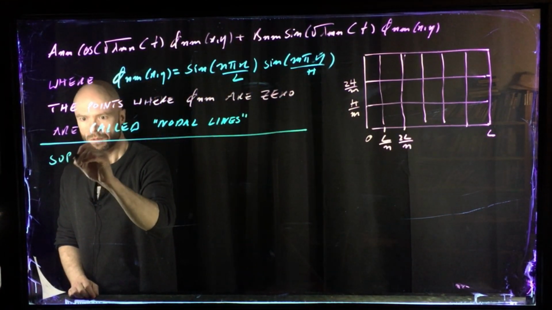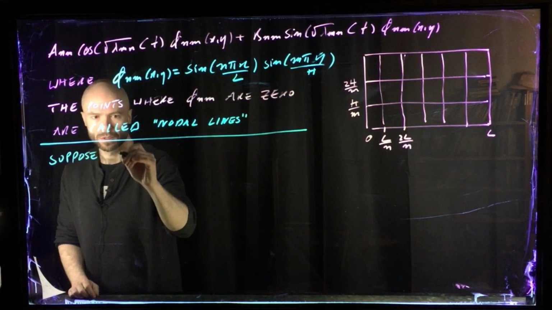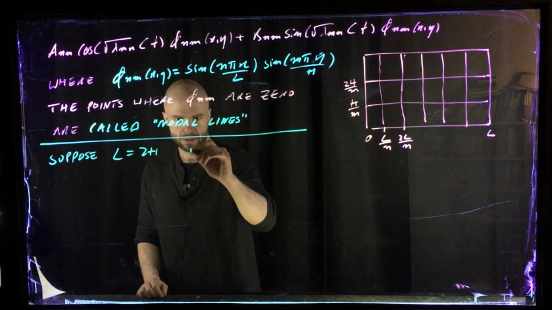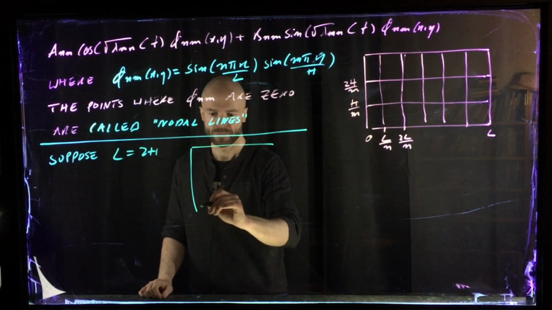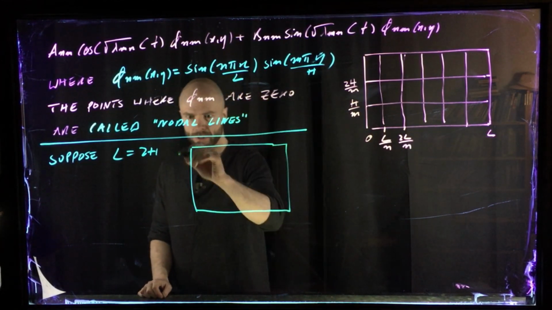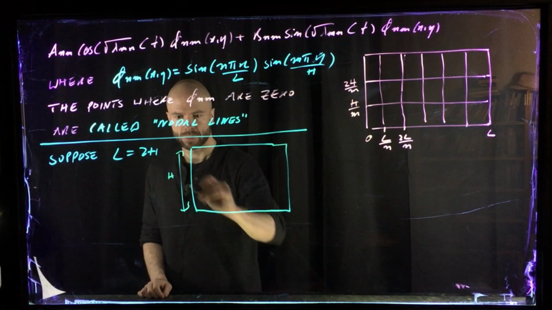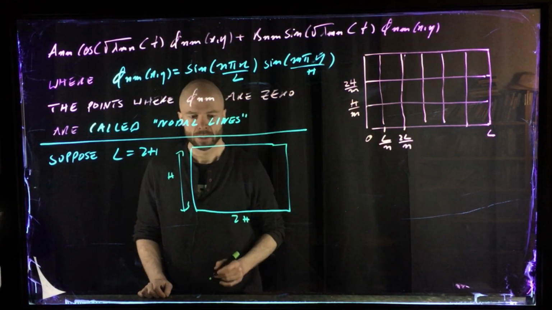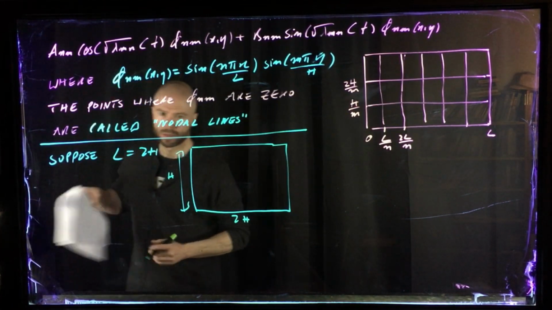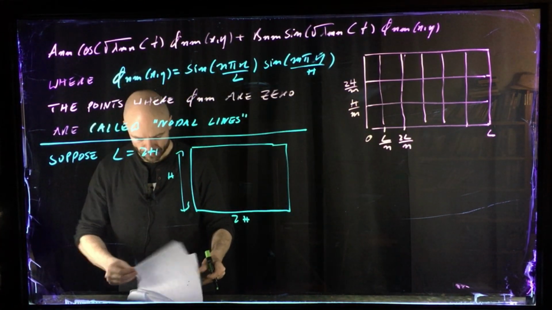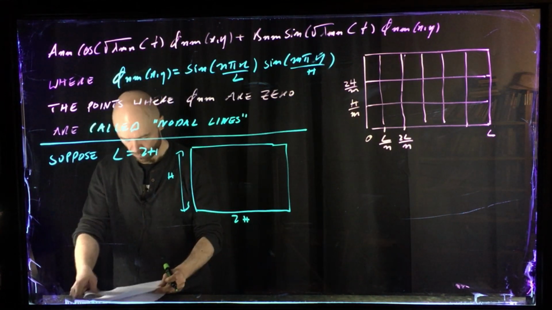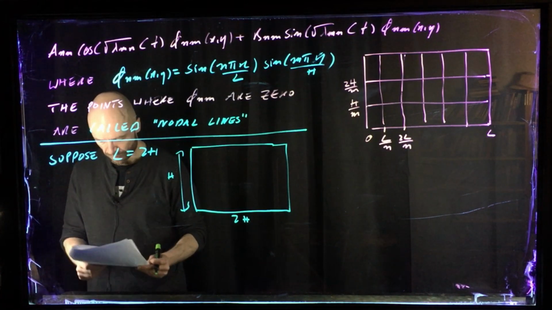So let's take a special case. Suppose L is equal to 2h, like this. This is h, and this is 2h. Then the claim is that we have totally different eigenfunctions for the same eigenvalue.